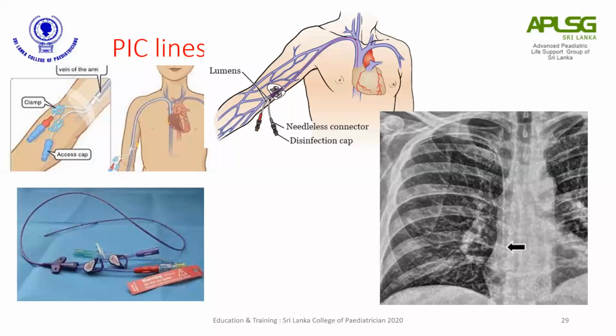PICC lines, peripherally inserted central lines, the long lines. If you want to keep a cannula for a long time, you can use a long line, especially if you want to have central access. The peripheral insertion sites are the cubital fossa, and also you can use the great saphenous vein. In this X-ray, you can see the cannula tip here, which is close to the right atrium.